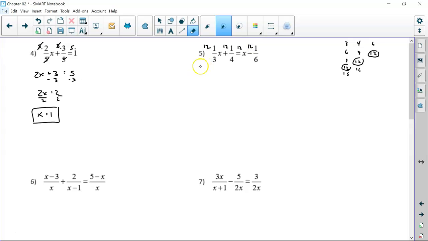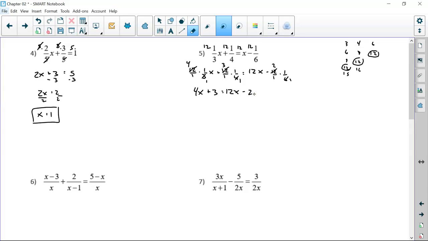Now, I'm going to write that out again just so we can see it a little bit clearer. It's 12 over 1 times 1 over 3x plus 12 over 1 times 1 over 4 equals 12 times x, don't forget that, minus 12 over 1 times 1 over 6. Simplify before we multiply. The 12 becomes a 4, 3 becomes a 1. We get 4x. 12 becomes a 3, 4 becomes a 1, plus 3 equals 12x. 12 becomes a 2, 6 becomes a 1, minus 2.